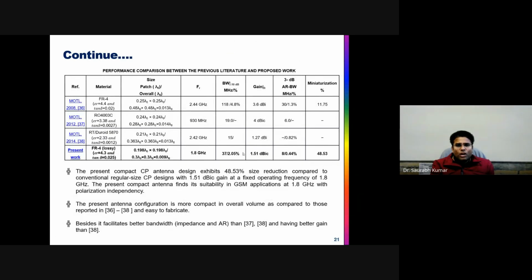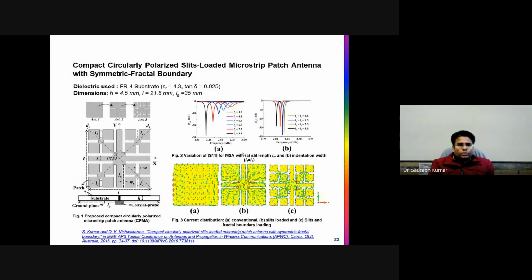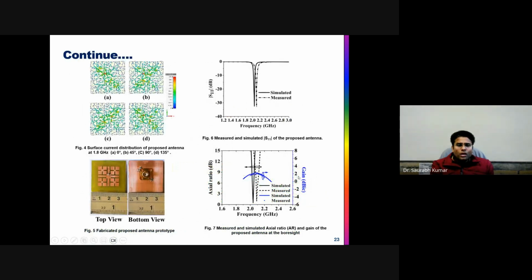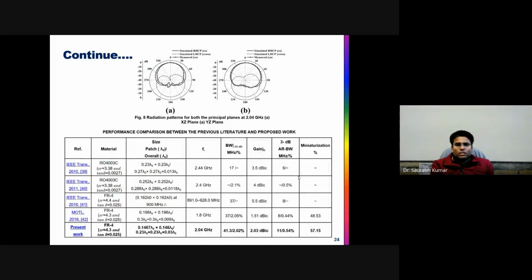I am just moving fast because I have already explained this slotting and slitting technique. So this is the same thing, the slotting and slitting, the current is moving, and this is the fabricated prototype, and this is giving you a similar type of miniaturization.